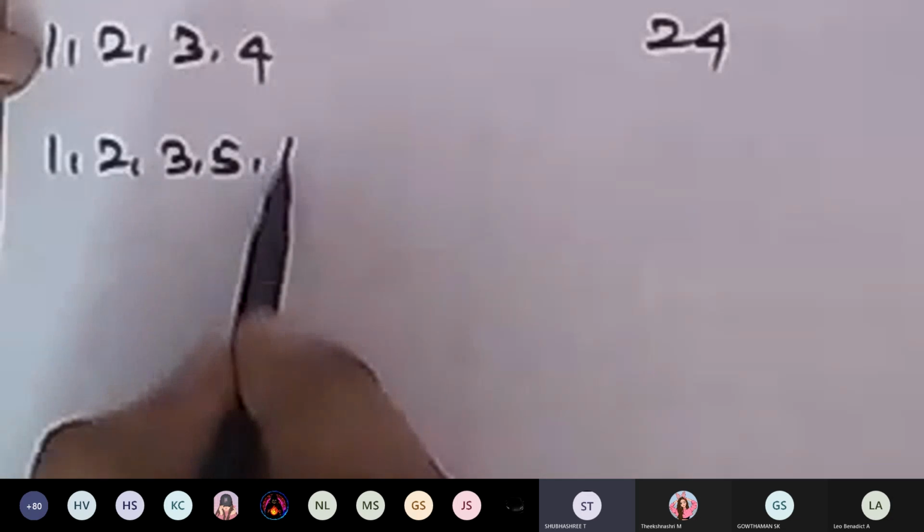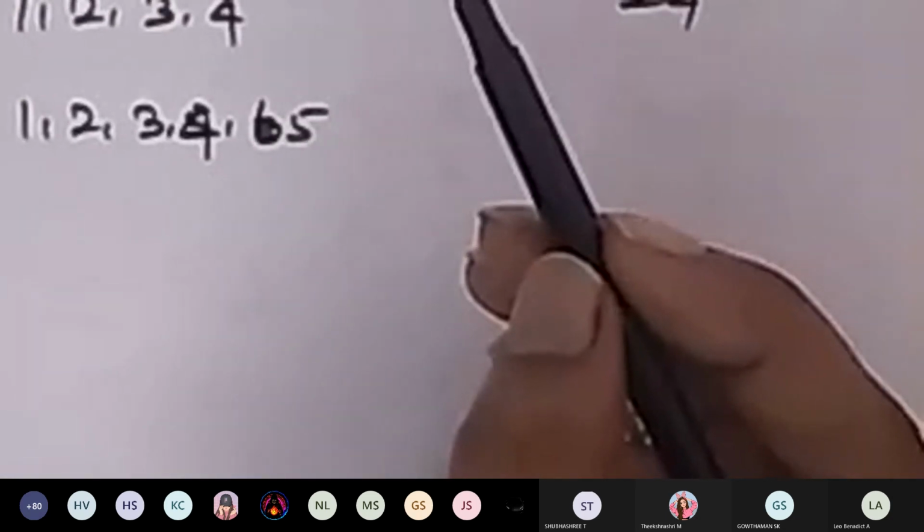So see, if you want to arrange only one number, there is one way. If you want to arrange 1 and 2, there are 2 ways. If you want to arrange 1, 2 and 3, there are 6 ways. And if you want to arrange 1, 2, 3, 4, there are 24. Any guess for 1, 2, 3, 4, 5? 120.